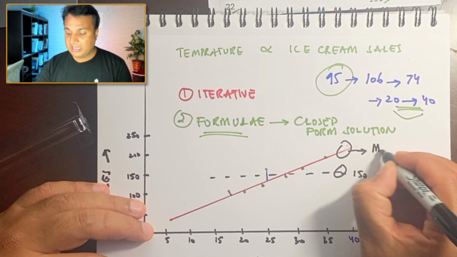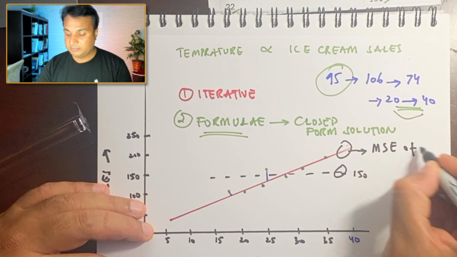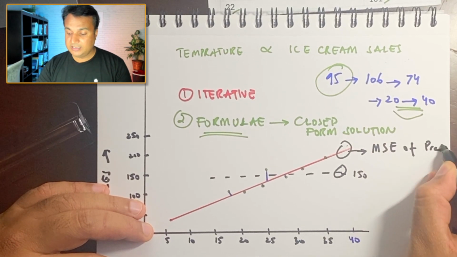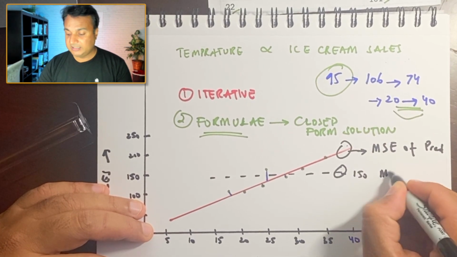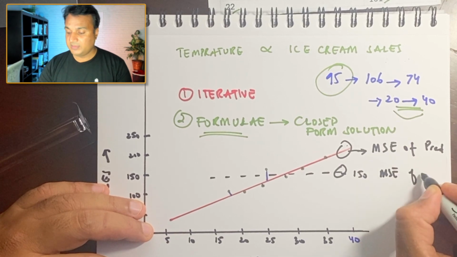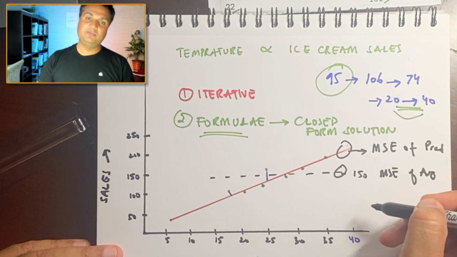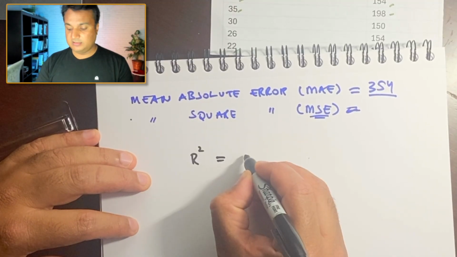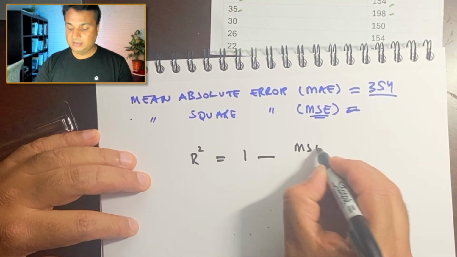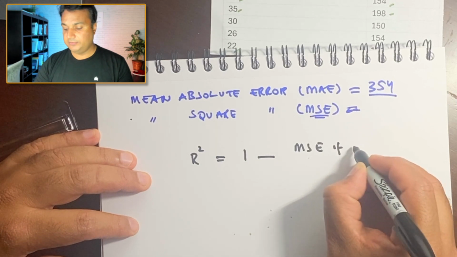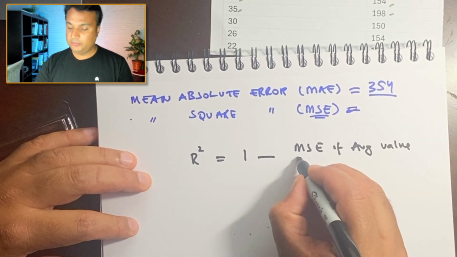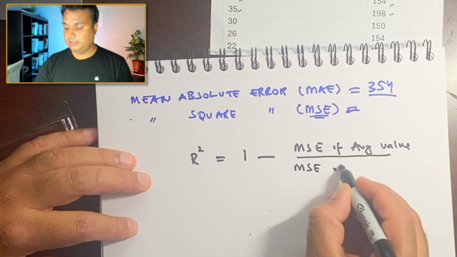So we calculate both MSEs. We calculate the MSE of the prediction line, and then the MSE of the average line. Then we take a ratio of these to calculate the R square. So the formula for R square becomes 1 minus the MSE of the predicted line divided by the MSE of the average value.